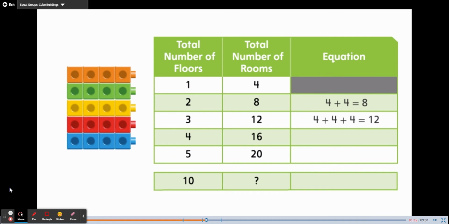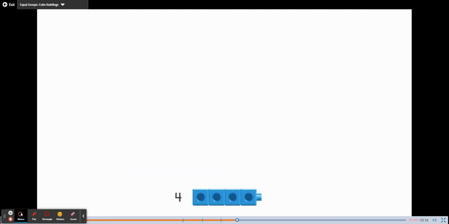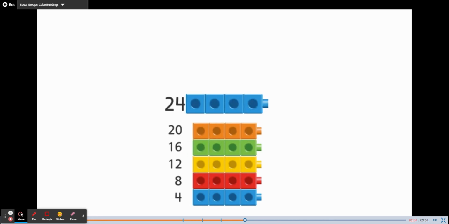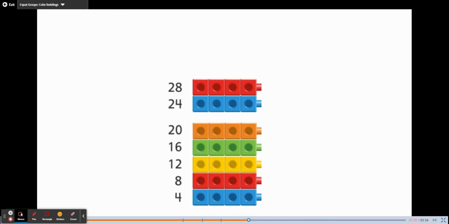The gap in the table shows a jump from 5 floors to 10 floors. How many rooms would there be if there were 10 floors in my building? My friends and I figured this out in different ways. I counted by fours 10 times. 4, 8, 12, 16, 20, 24, 28, 32, 36, 40.